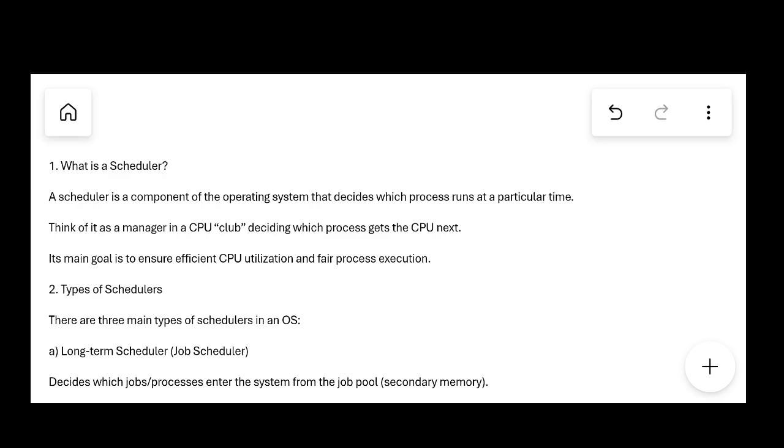So the main goal of a scheduler is two things. First one is keep the CPU busy, so we don't want it sitting idle. And the second is make sure all processes get fair turns, so no process waits forever.